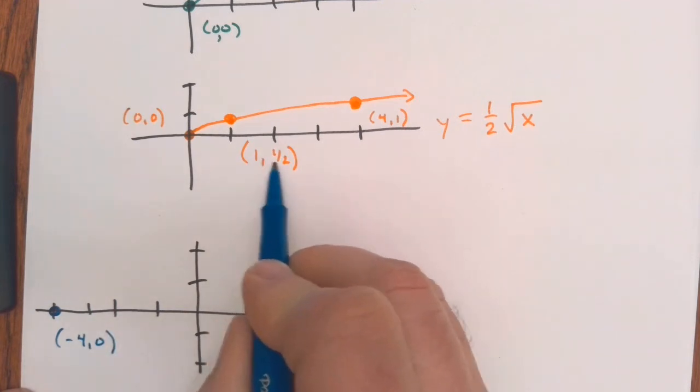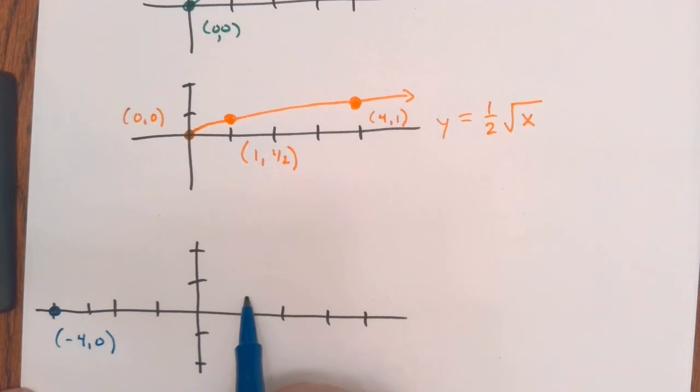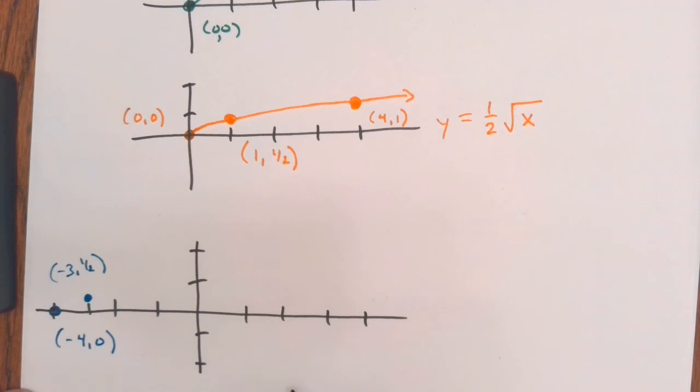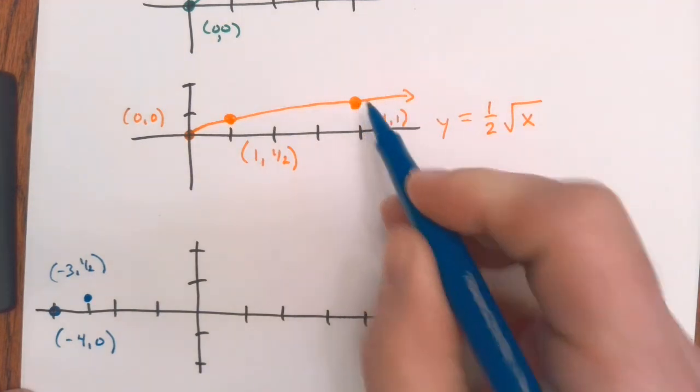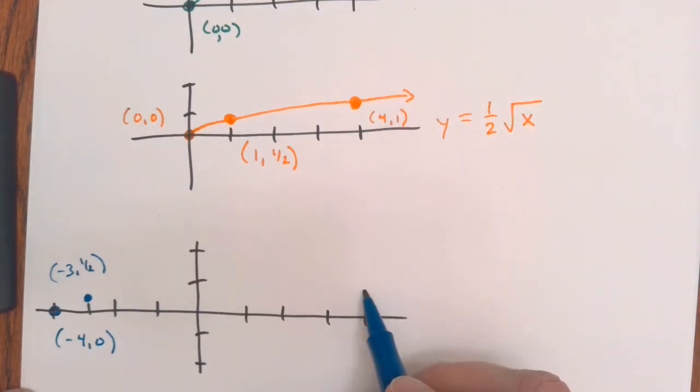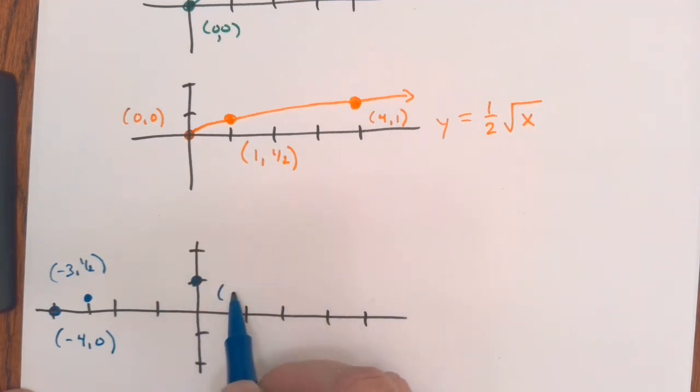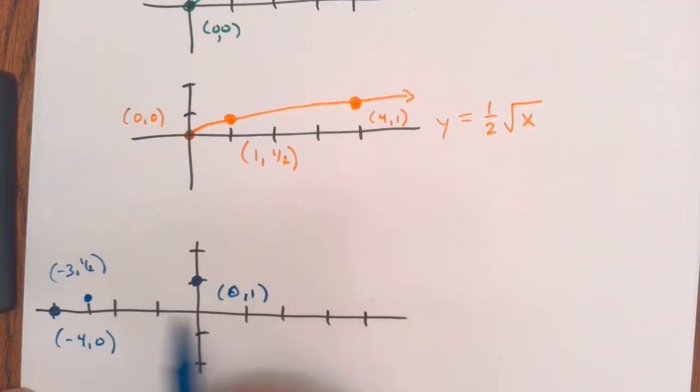We have a point at 1, 1/2. I want to move that over to the left 4 units. That's going to be the point -3, 1/2. And then we have a point at 4, 1. And I want to move that over 4 units. And that would leave us a point at 0, 1. So those are 3 of our points that would be on our graph.